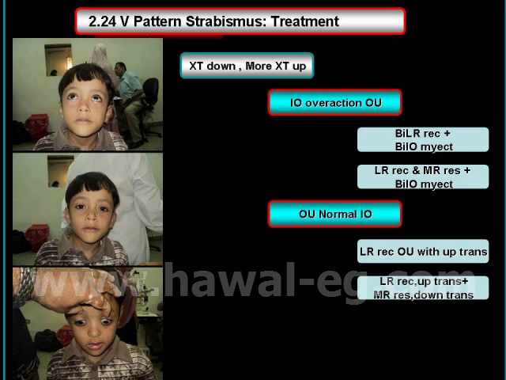If the inferior obliques are normally acting, the treatment is bilateral lateral rectus recession with upward transposition, or recession of a lateral rectus with upward shift and the resection of a medial rectus with downward shift.